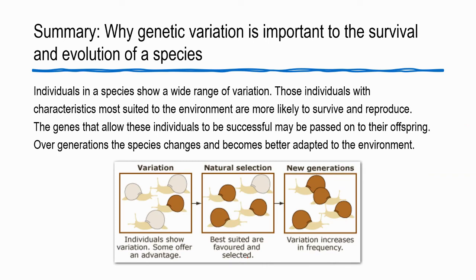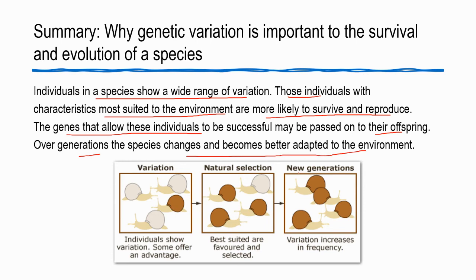So this is why genetic variation is important to the survival and evolution of a species. Individuals in a species show a wide range of variation. Those individuals with characteristics most suited to the environment are more likely to survive and reproduce. The genes that allow these individuals to be more successful may be passed on to their offspring.